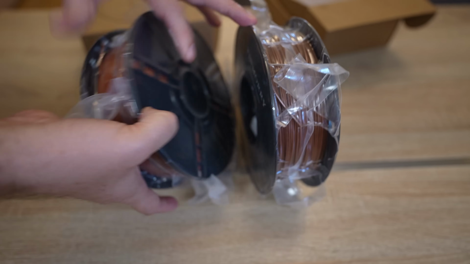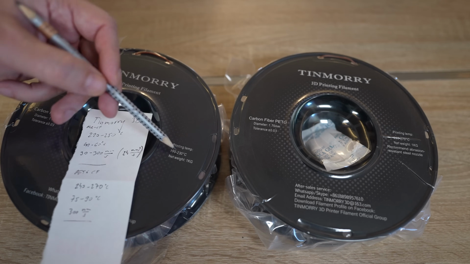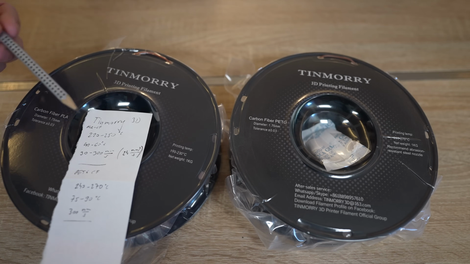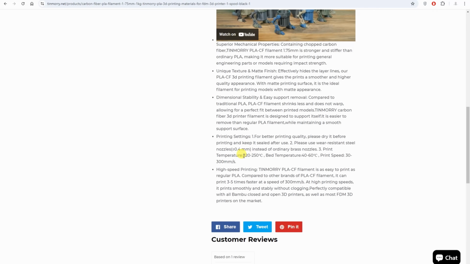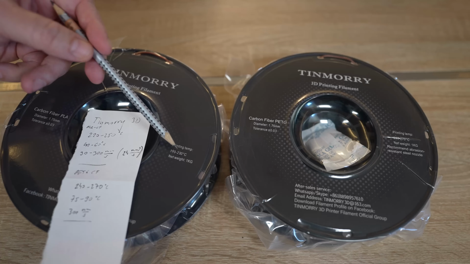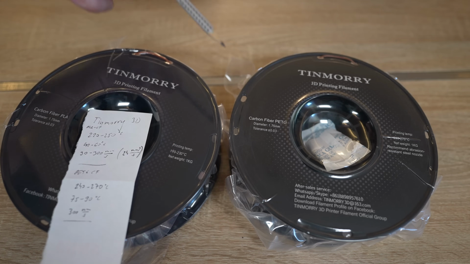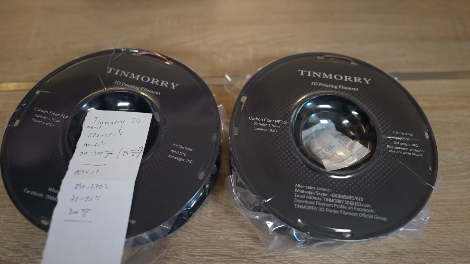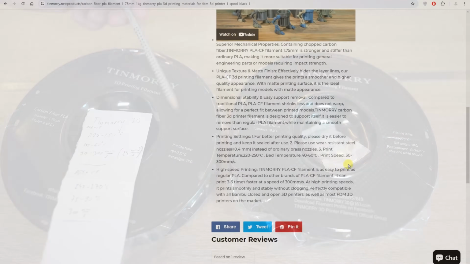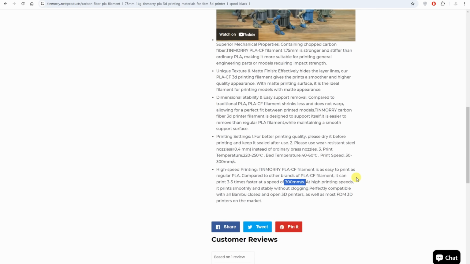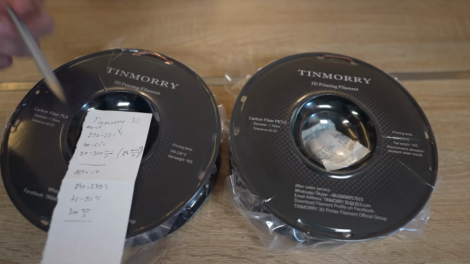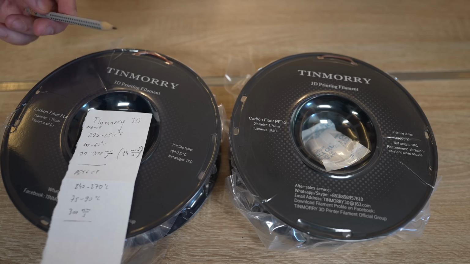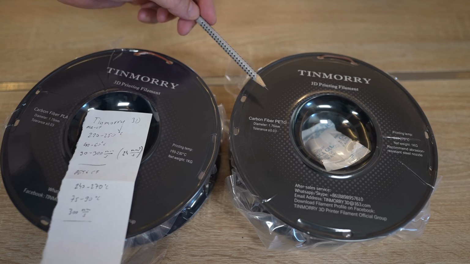Now, information on the spool is a little bit different than what I can find on the website. For example, print temperature on the website is between 220 and 250 degrees Celsius, but on the spool it says 190 and 230 degrees Celsius. For PETG, this information is correct, and it is between 240 and 270 degrees Celsius. And interesting, in both cases, they write that it can be printed at 300 millimeters per second speed. For PLA, maybe it's okay, but for PETG, I think this number is too big.